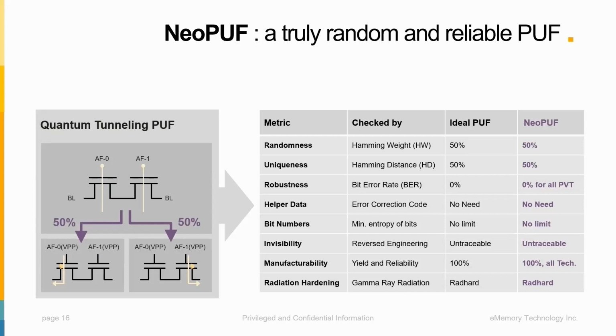Since it is an unclonable ID, the ID should not be traceable under any condition, and its manufacturability should be 100% with no yield loss. Lastly, this PUF ID should not be affected by radiation of any kind. After listing out all of the required traits, we can put NeoPUF to the test. And as shown, NeoPUF's characteristics fit perfectly with the attributes of an ideal PUF.